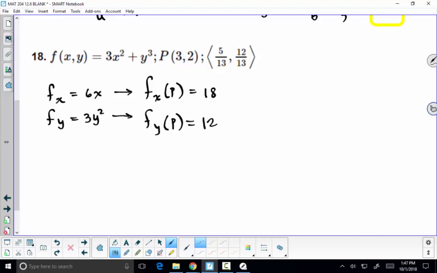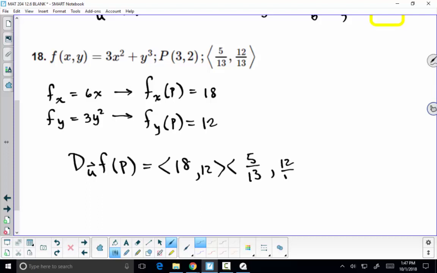So any issues finding f sub x and f sub y? We're going to have to come up with a name for f sub x and f sub y. But we know we can ignore that. Oh, it is 18.